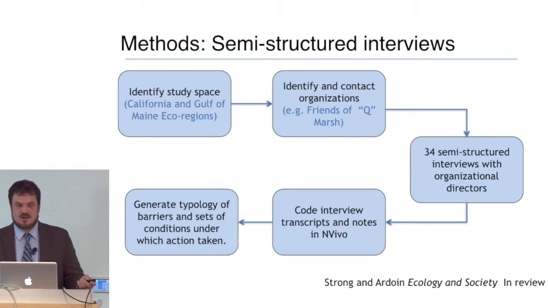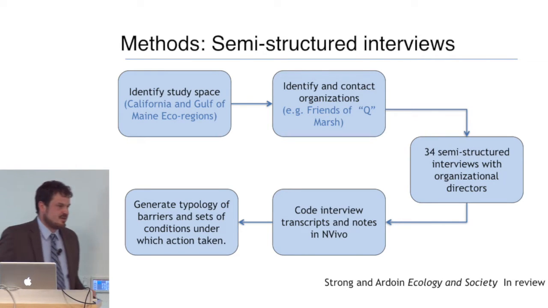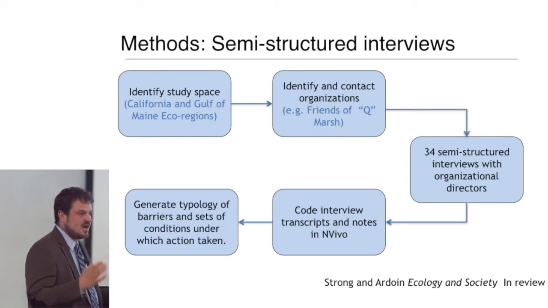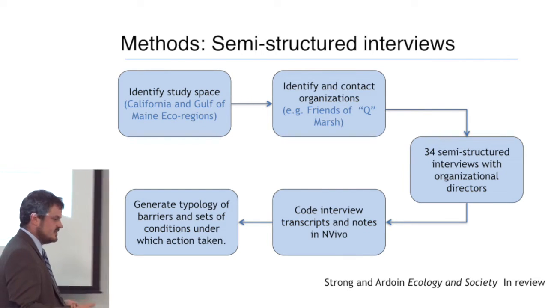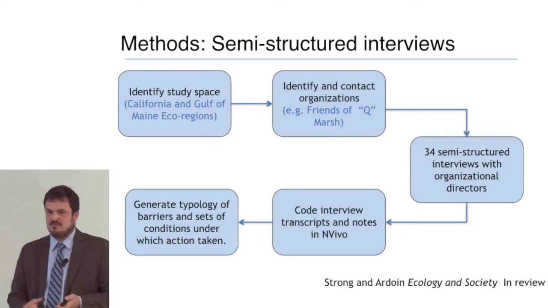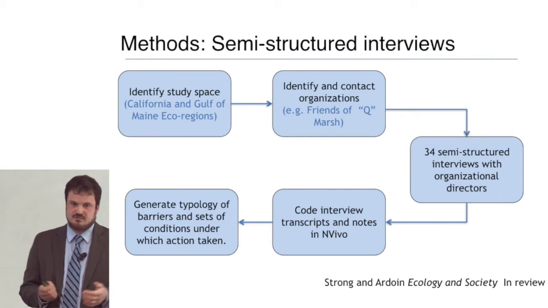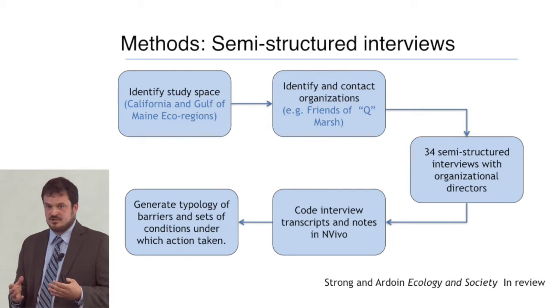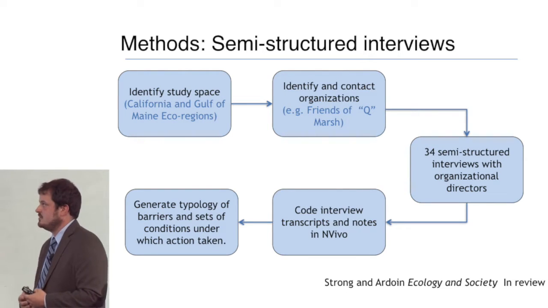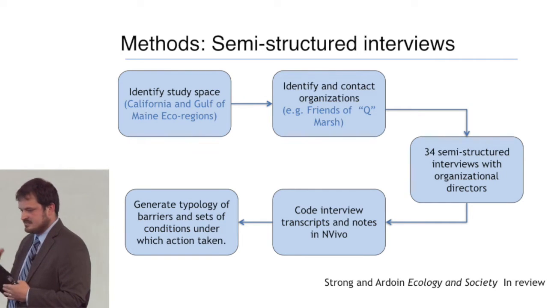So I'm going to walk you through the methodological approach that I used, which was based on semi-structured interviews, ultimately with almost 35 directors of these coastal conservation organizations. So first, I wanted to identify my study space. And here, I made a conscious decision to choose locations where I expected there to be at least some of these organizations that were using this new framework, right? I wanted to make sure that was in my sampling plan, so I focused on California and the Gulf of Maine ecoregions, both places where there's a robust history of both coastal conservation organizations being really active, as well as climate mitigation policies.